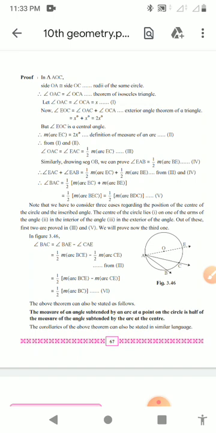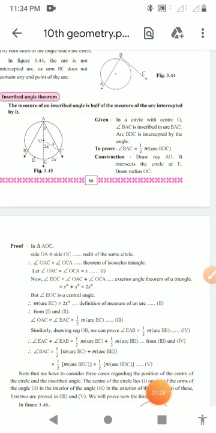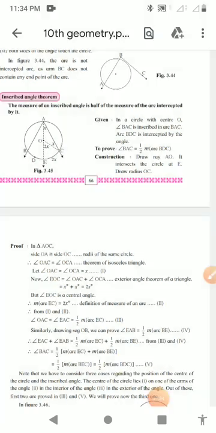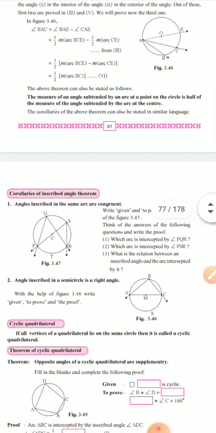Okay, now in this way we can say that the measure of an inscribed angle is half of the measure of the arc intercepted by it. Now we will see some of the corollaries of the inscribed angle theorem. There are two corollaries. The first one is: angles inscribed in the same arc are congruent.